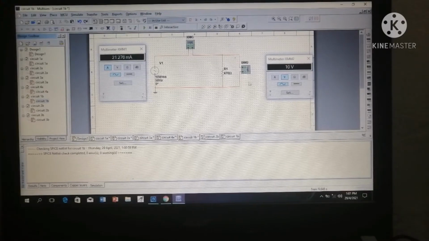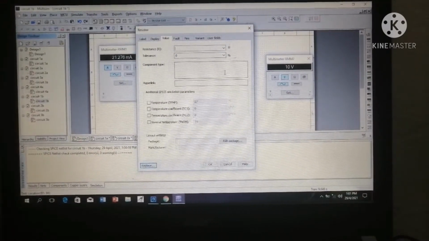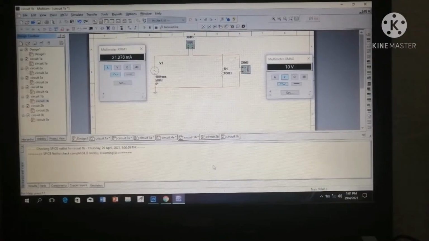Alright, stop the simulation, change the value of the resistor to 890. Run the simulation back, and we will get 11.628 milliampere for the current, and for the voltage we got 10 volts. Stop the simulation, and that's all for activity 1B.